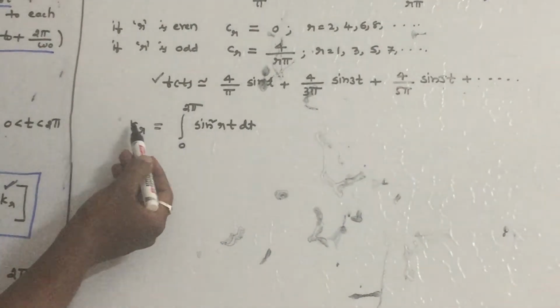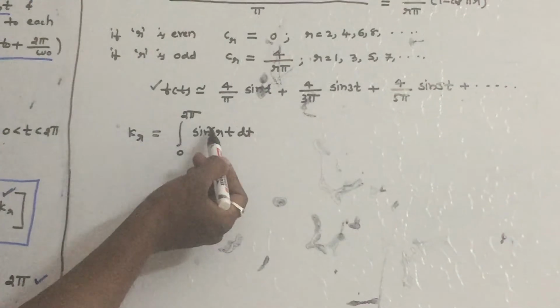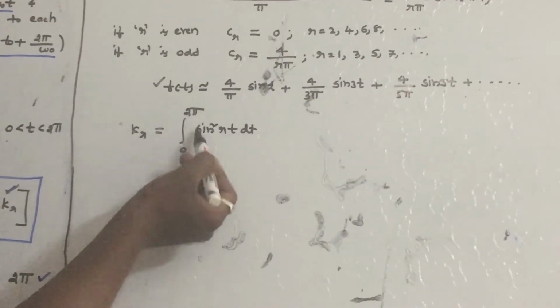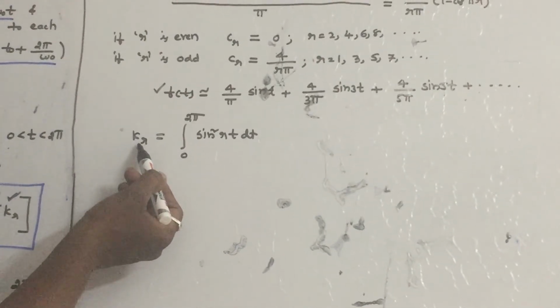I said earlier, what is K1? Sine square t, sine t with sine t itself. K2 is sine 2t whole square. That means the orthogonal function integrated with itself is nothing but a constant k. I am finding the general constant Kr.